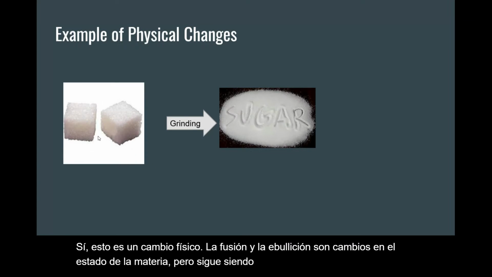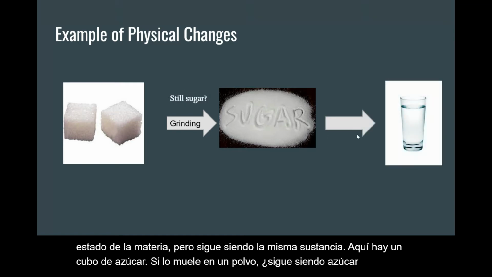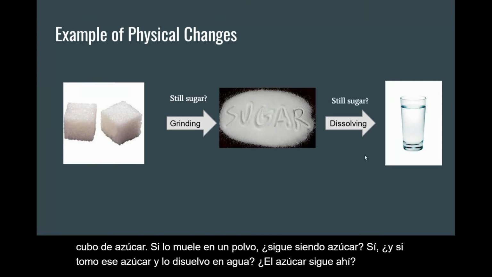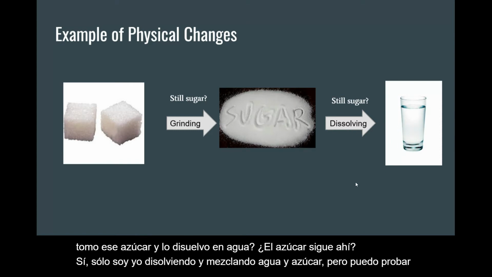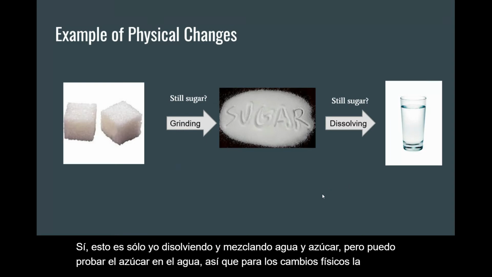Here's a sugar cube. If I grind it down into a powder, is it still sugar? Yes. What if I take that sugar and I dissolve it in water? Is the sugar still there? Yes. This is just me dissolving and mixing water and sugar, but I can taste the sugar in the water. So for physical changes, the question is: is the substance still the same?